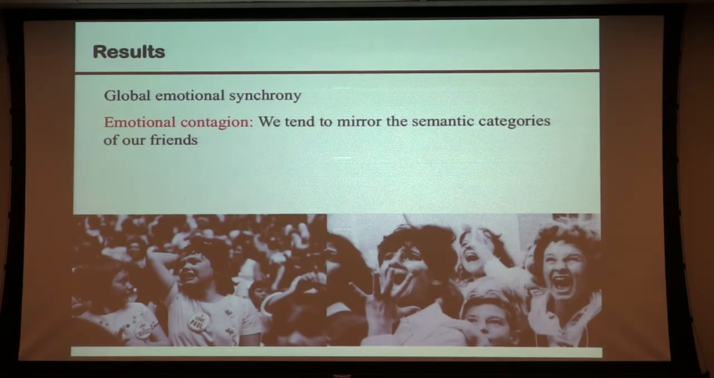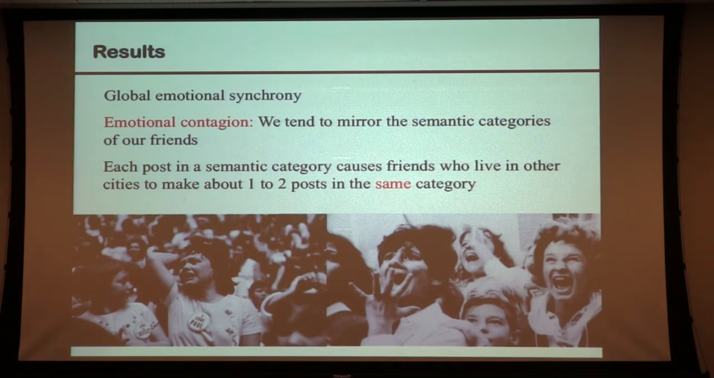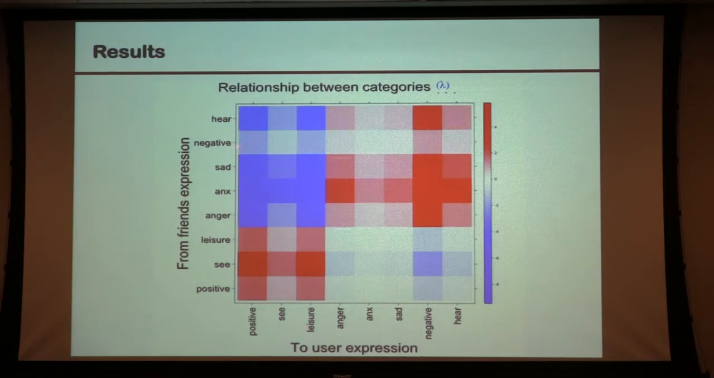We tend to mirror the semantic categories of our friends, and each post in a semantic category causes friends who live elsewhere to make 1 to 2 posts in the same category. That is the result. You can also look at how these results correlate with one another. If you look at them in a matrix, and you put the positive and the negative of your friends here, and the positive and the negative of the user here, red means they are highly correlated, and blue means they are poorly correlated, and you see that the positive correlates with positive, negative correlates with negative, while positive and negative sort of cancel themselves, which is what we would like to see.